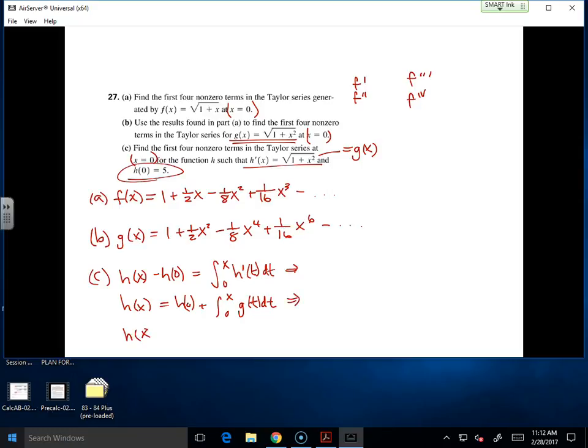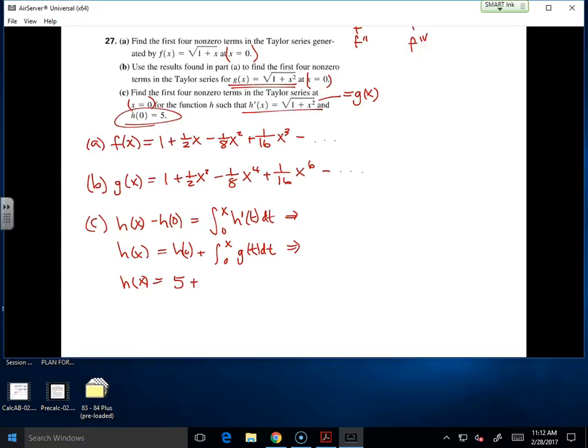Where does that lead us to? h of x is equal to, who's h of 0? 5, plus the integral of who? The series. What series? Oh, the one up above. Alright, let's integrate the series. The integral of 1 is x. The integral of 1/2 x squared is x cubed over 3. 1/2 and 1/3 makes 1/6. Is that okay? Plus, oh, sorry, my bad. It's 1 plus and then minus? Yeah. That is weird.